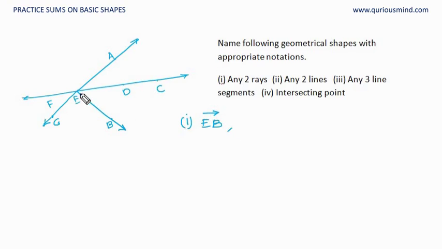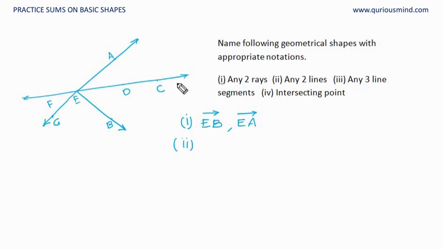Then we can also say EA is one ray. We can also say EF is a ray, and so on. EF, ED, these are all rays. They start at a point and then they extend on other side indefinitely. Then let's talk about lines. Now lines, as we know, they extend on both sides indefinitely.